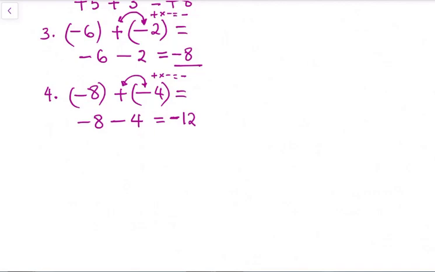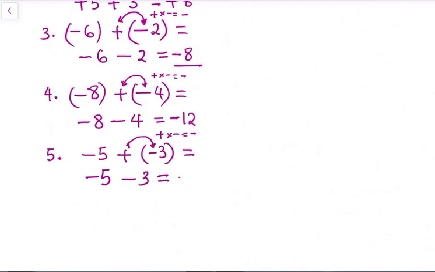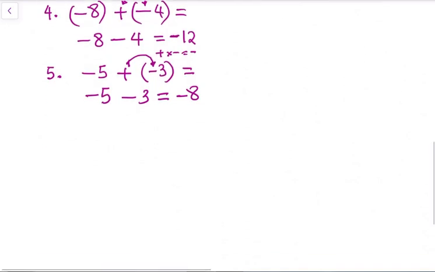Now we'll go to the fifth example. We have minus 5 plus minus 3. Again, we look at plus times minus. What does it give us? It gives us minus. So that leaves us with minus 5 minus 3. And that will be minus 8. So that covers those.